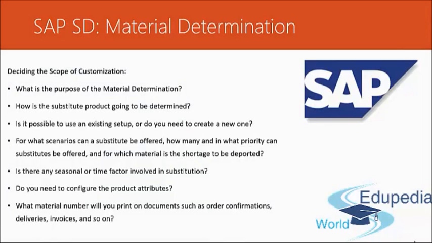Before we start customizing the material determination, it is necessary that you know the scope of customization, and you should also be able to evaluate the complete end-to-end substitution process. Answering the following questions will help you determine the scope of customization.